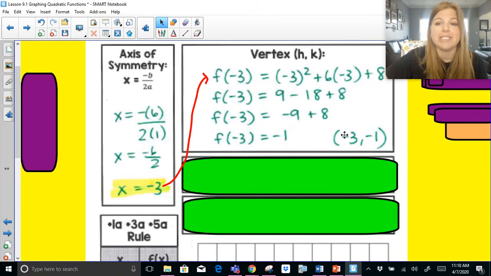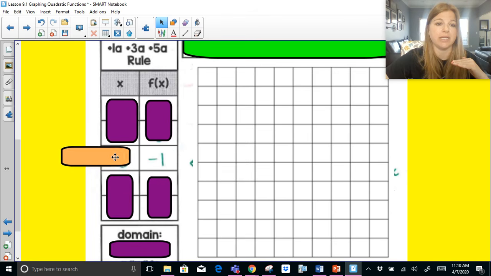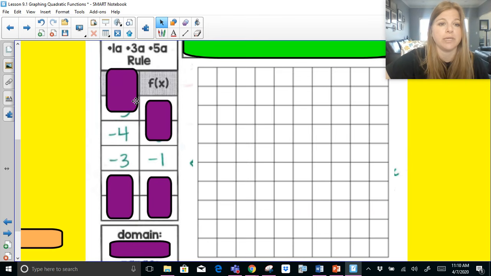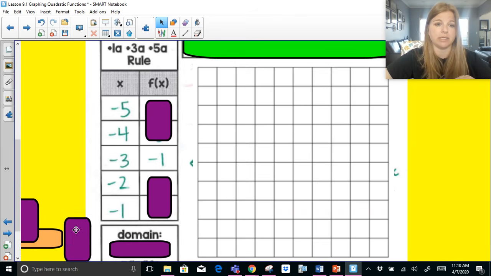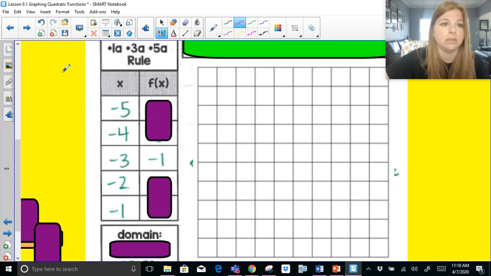Okay, we take this vertex and we plug it into the center of our table. So that negative 3, negative 1 goes right here, always in the middle. We fill in our x values by 1, so we go 1 less, negative 4, negative 5. We increase by 1, so negative 2, negative 1. Now, the a value we had was 1, positive 1.